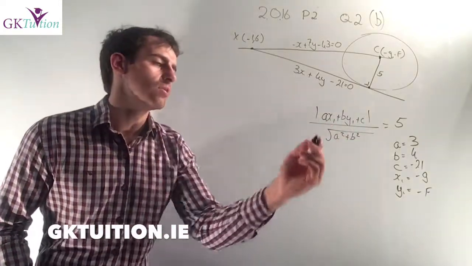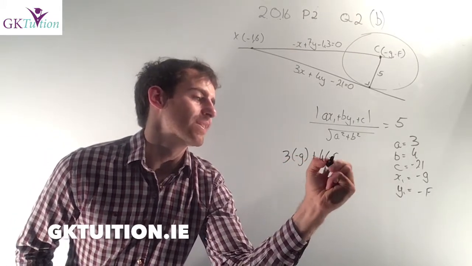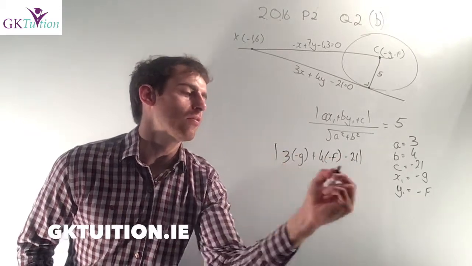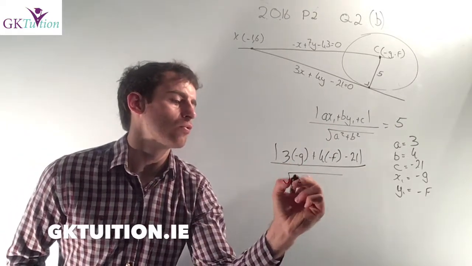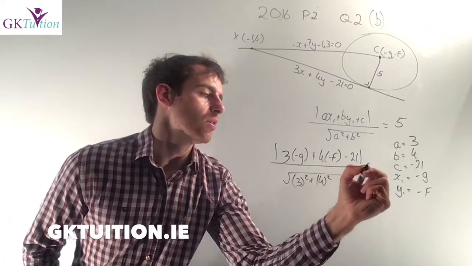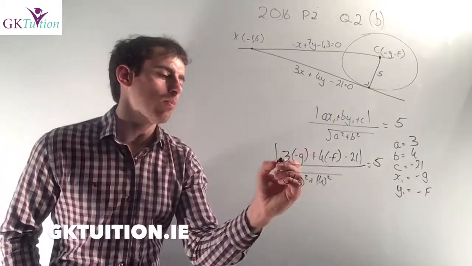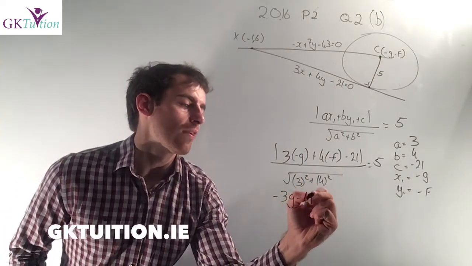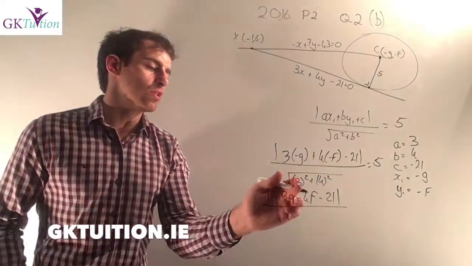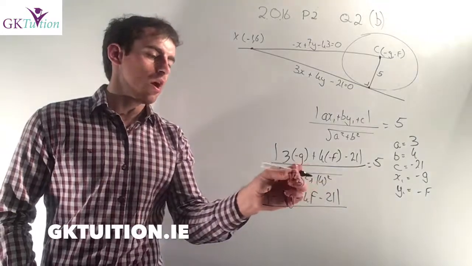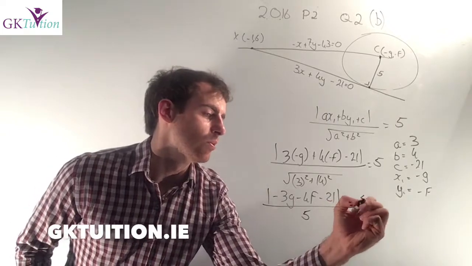So let's just sub in our values now. Instead of A, I can put in 3 times minus g plus 4 times minus f minus 21, and I've got absolute value signs over that. And that's over the square root of 3 squared plus 4 squared. And I know that that is equal to 5. Okay? So in this case, let's just simplify down. Our top line is minus 3g, minus 4f, minus 21, and I have to put absolute value signs around that. 3 squared is 9 and 4 squared is 16. 9 and 16 is 25. So the square root of 25 is just 5, and that's equal to 5.